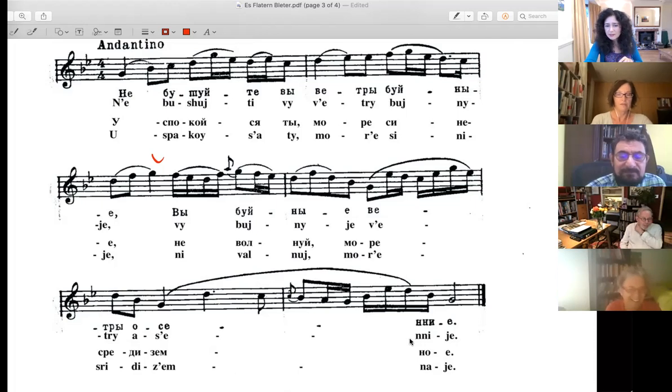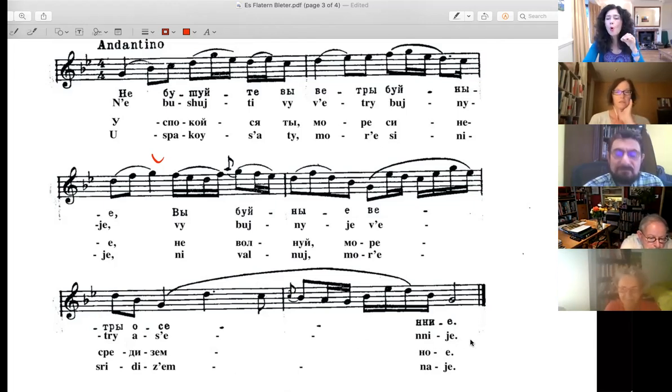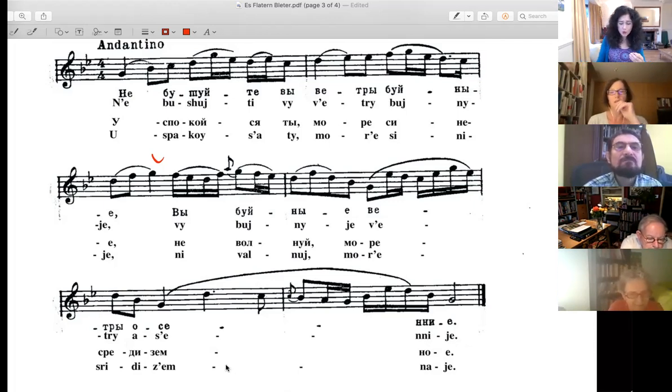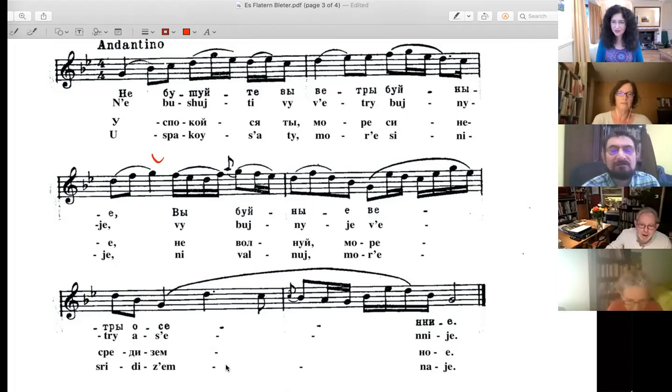Осенние. See the last bit here? That's one word. Осенние. You autumn ones. Осенние means autumn, like autumn ones, okay? So see how it stretches? A long time. Let's go and try and sing it. Осенние. That's how it goes. Let's try again. Осенние.